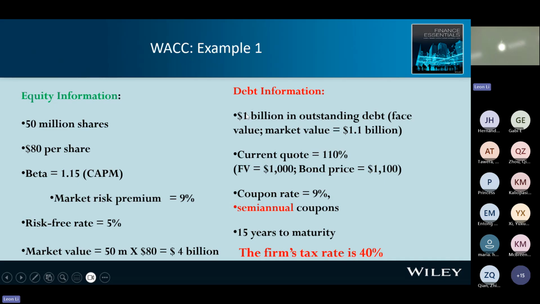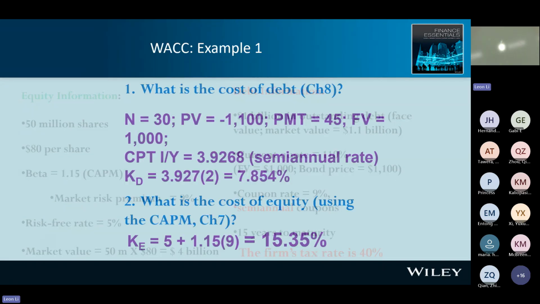And I need a weight. So we have 1 billion in outstanding debt. Market value will be 1.1 billion. That is 1 billion times the market price, 1,100. Right. So overall, I know how to do the calculation. Next, I show you the detail.